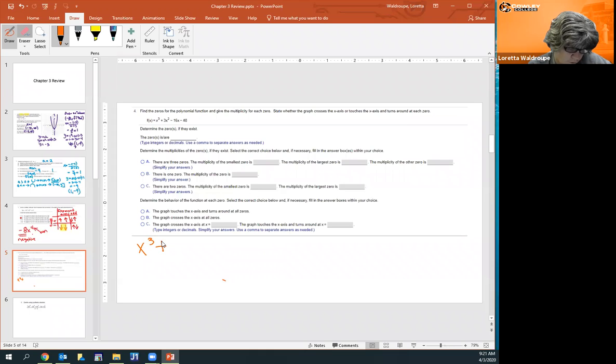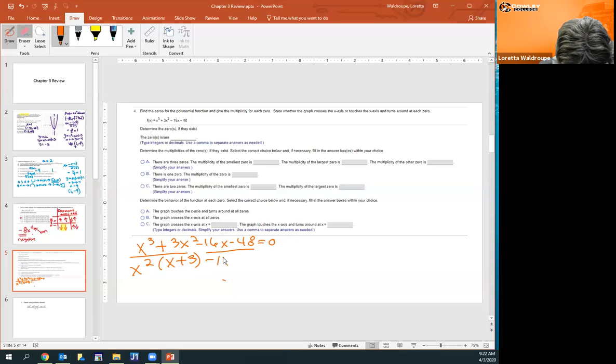So x cubed plus 3x squared minus 16x minus 48. Factor by grouping. I have an x squared in common here, and I'm left with x plus 3. And in these second two, I have a negative 16. So now I have an x plus 3 in common, and I'm left with x squared minus 16.